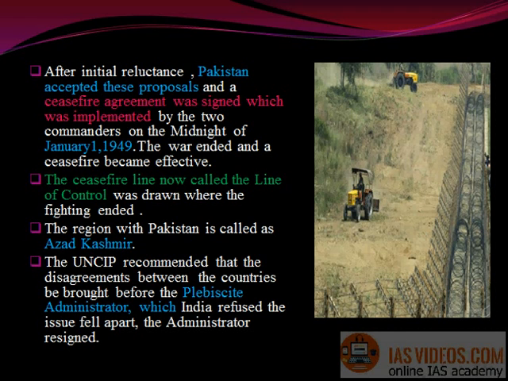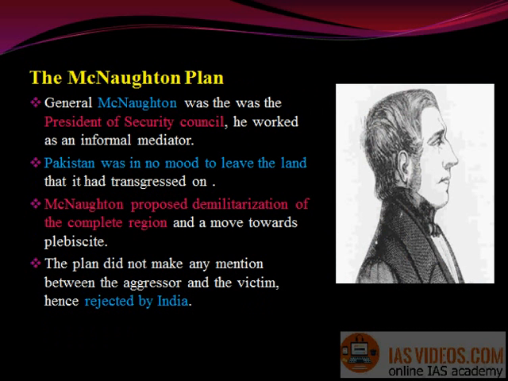The UNCIP recommended that the disagreements between the countries be brought before the plebiscite administrator, which India refused. The issue fell apart. The administrator resigned. The McNaughton Plan. General McNaughton was the president of the Security Council. He worked as an informal mediator.